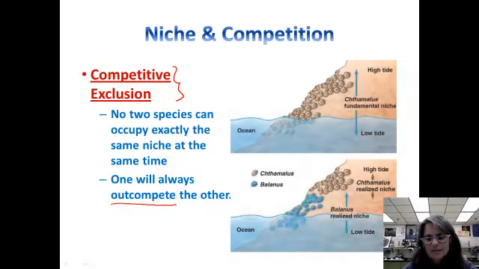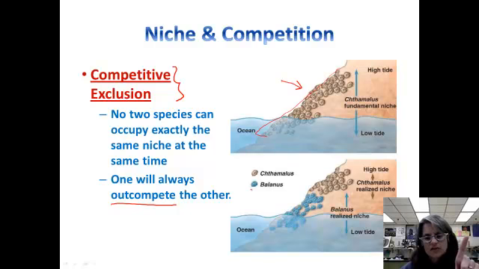So, this is an example of barnacles growing, let's say, on a rock. Here's the high tide and here's the low tide mark. And essentially what this is showing is that if this is the only barnacle in the game, this particular little species of barnacle, it will grow all the way from the high tide line all the way down to the low tide line, and it is happy in all of this habitat.